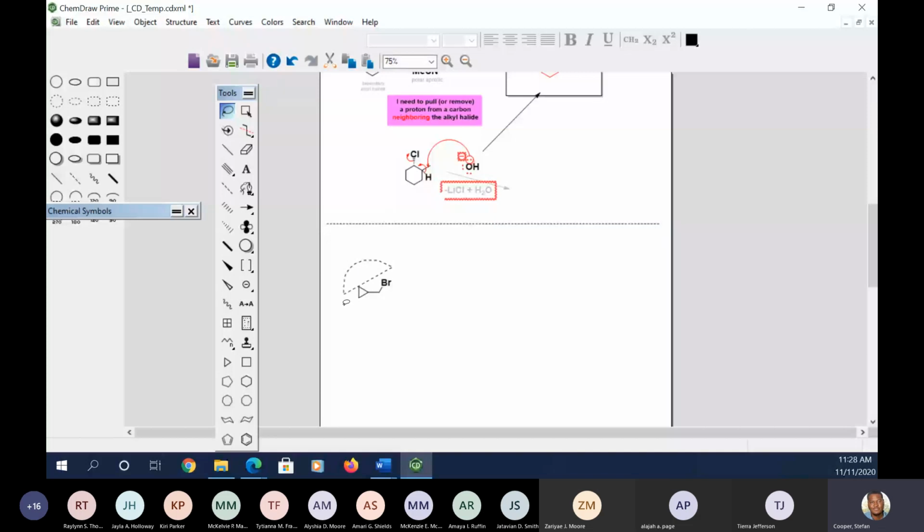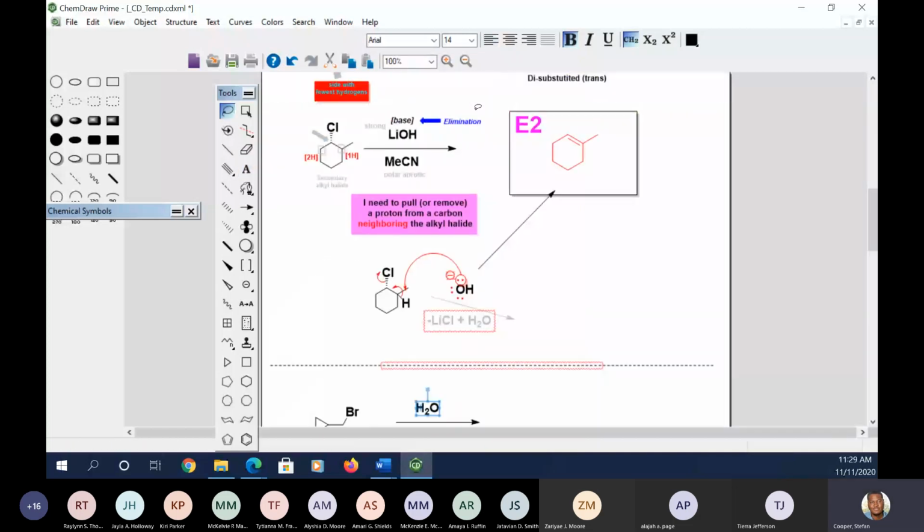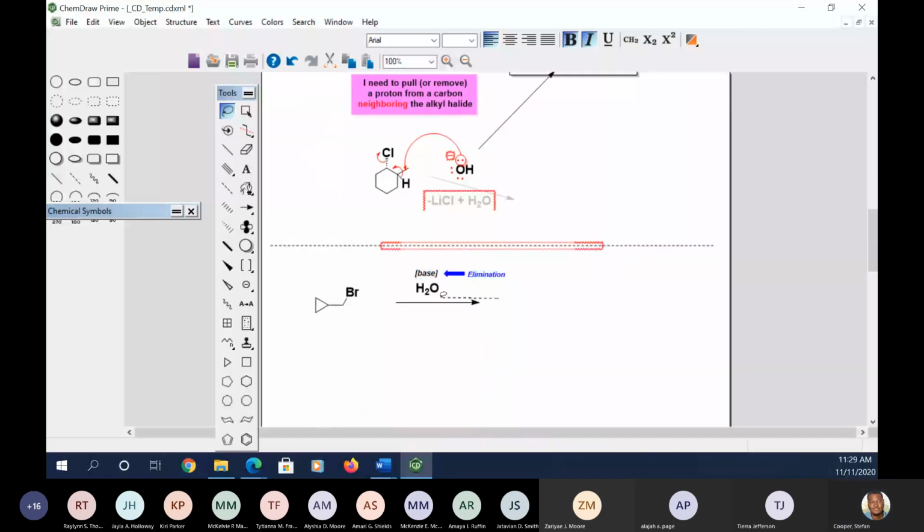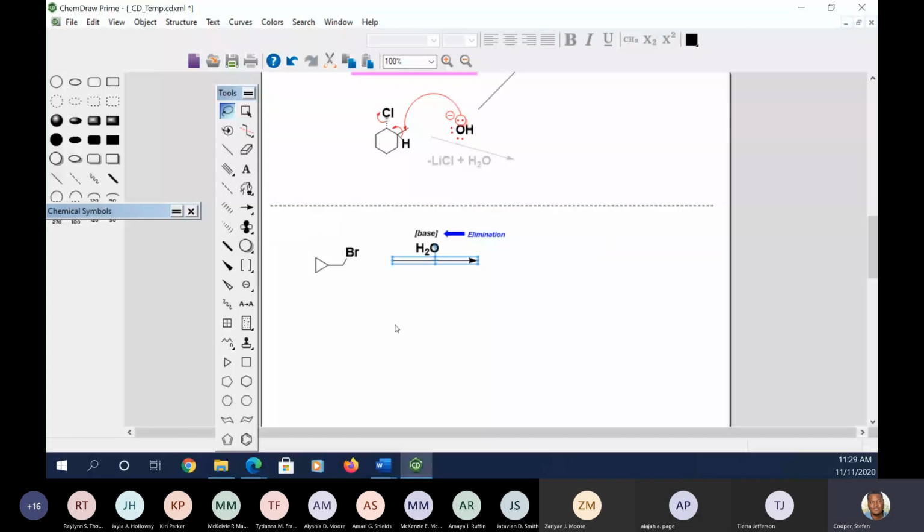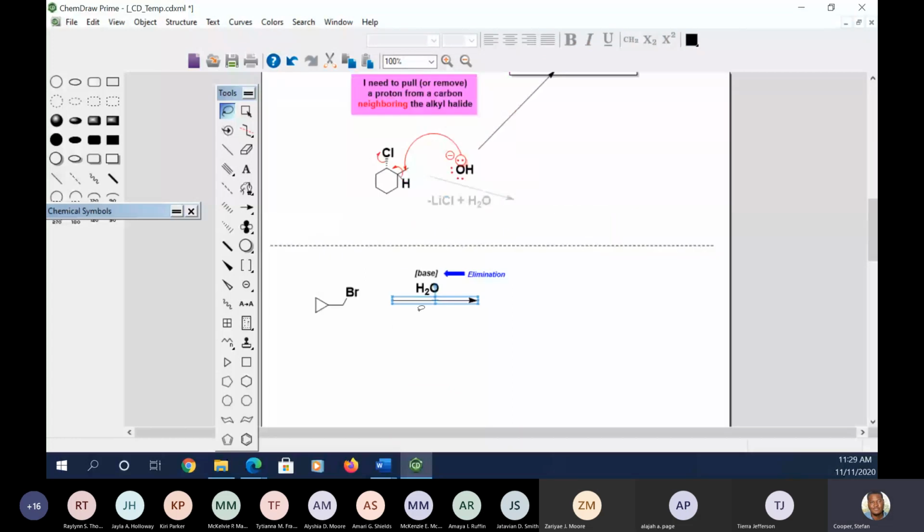All right, I'm going to take this compound and I'm going to have it stirred in just plain old water. I'm going to indicate here, I'm just going to copy it from the top, that I need this to act as a base. So I need to go ahead and draw my product if I can.